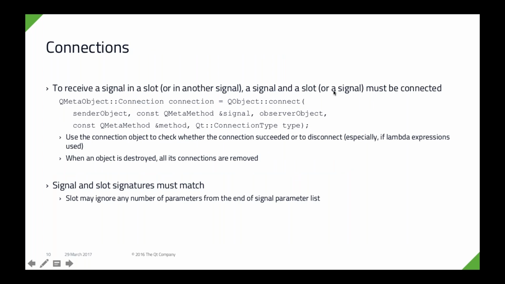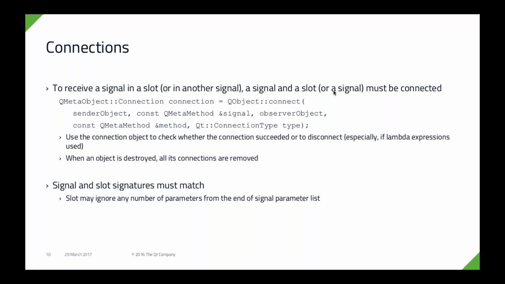So to receive that signal, to receive a signal in the slot or for a signal to be sent to another signal, you need to first connect those, and we use the QObject connect method. This is another method which every QObject will have. The QObject connect, we pass in the sender object and we pass in a reference to the signal which we're sending from there. We pass in an observer object and we pass in the method. Additionally, we've got an optional connection type which can be sent.